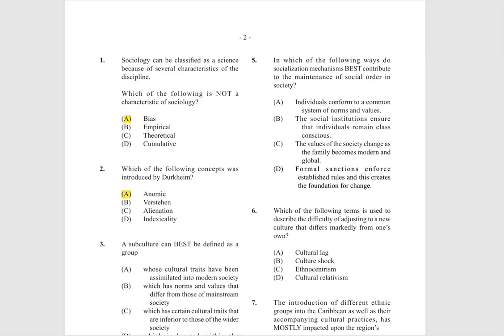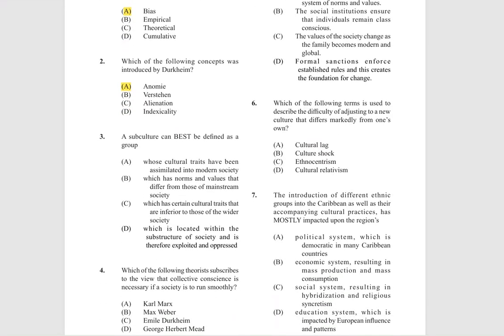A subculture can best be defined as: A, whose cultural traits have been assimilated into modern society; B, which has norms and values that differ from those of the mainstream society; C, which has certain cultural traits that are inferior to those of the wider society; or D, which is located within the substructure of a society and is therefore exploited and oppressed. And the answer is B.